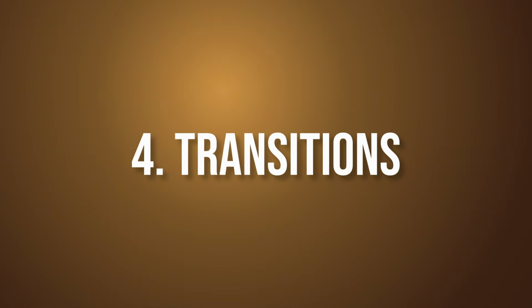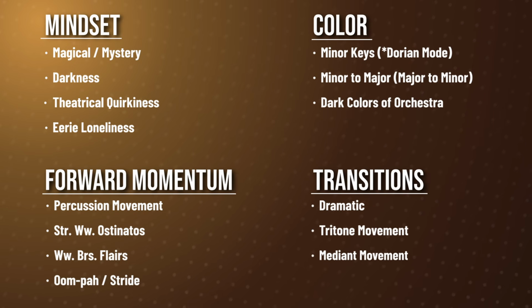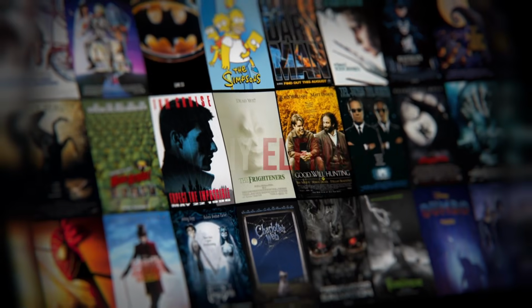And 4, lastly, transitions. Create big dramatic flair in the style of Elfman using tritone and mediant relations, and create a moment for your transition, not a simple get to A to B. Create an interruption, a moment for your listener to keep them engaged.